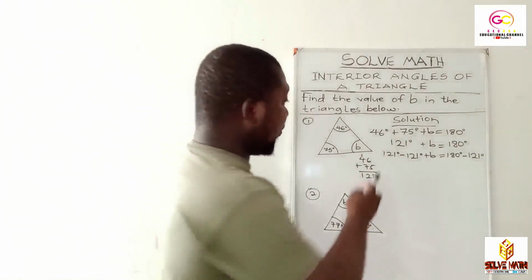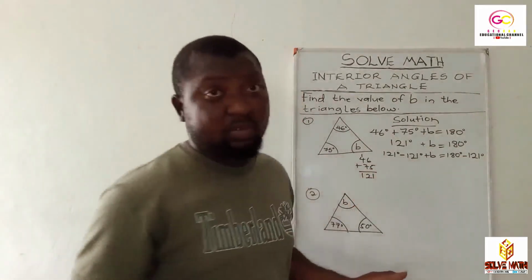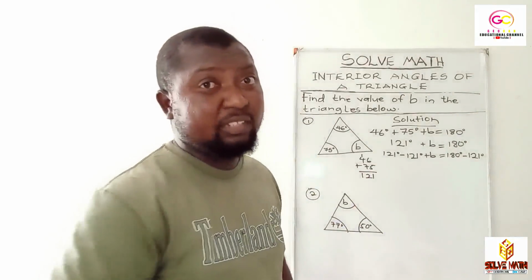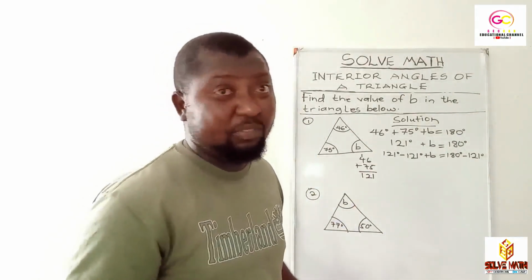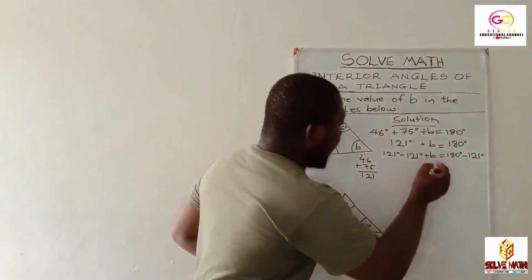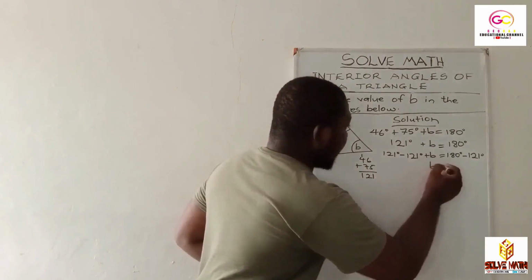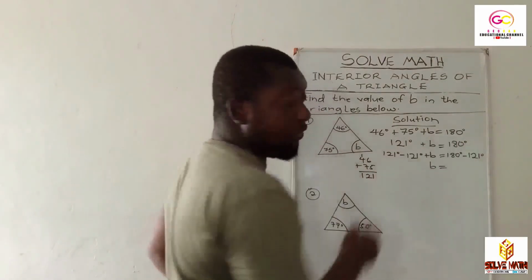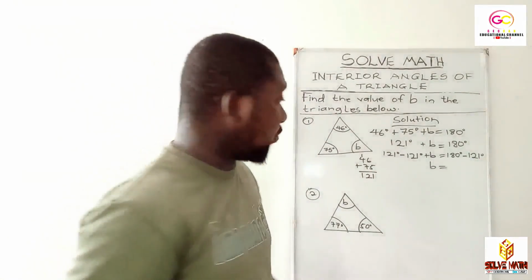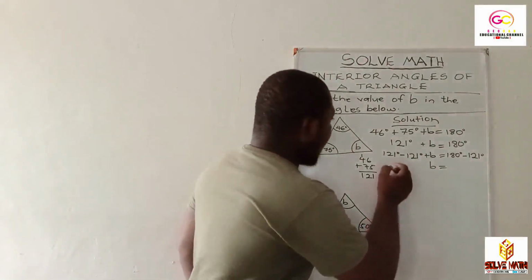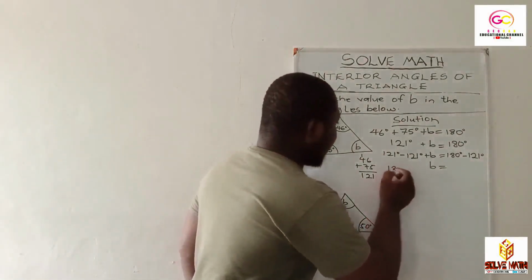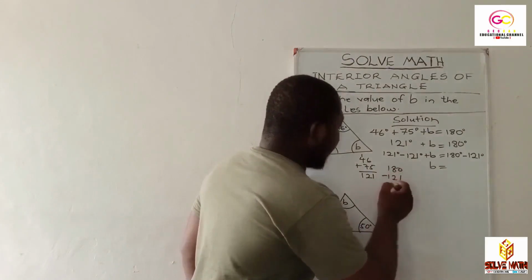Good. Now, 121 minus 121 degrees is 0. So just forget about it. Don't write it. 0 is nothing. Then you have your B, which is so essential. It's equal to 180 degrees minus 121 degrees. Let's solve that. 180 degrees minus 121 degrees.